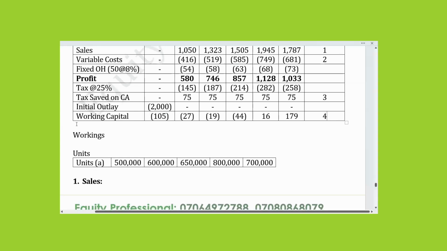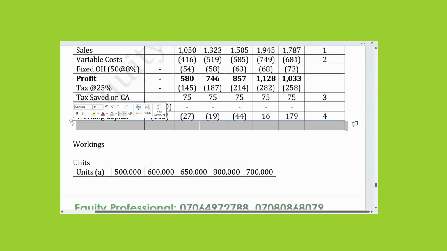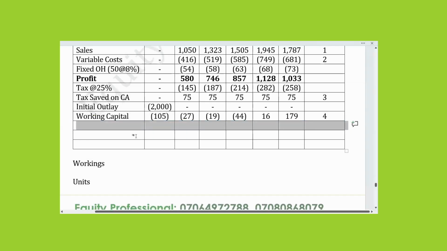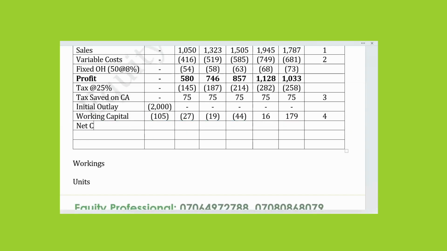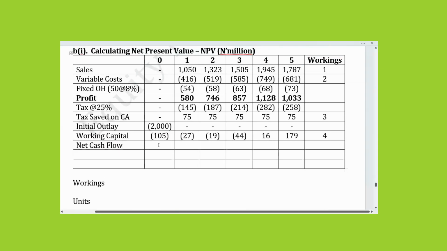Okay, so that's that. After working capital, you then determine your net cash flow. Give it to me. What's the net cash flow for year 0? That will give us 2105.